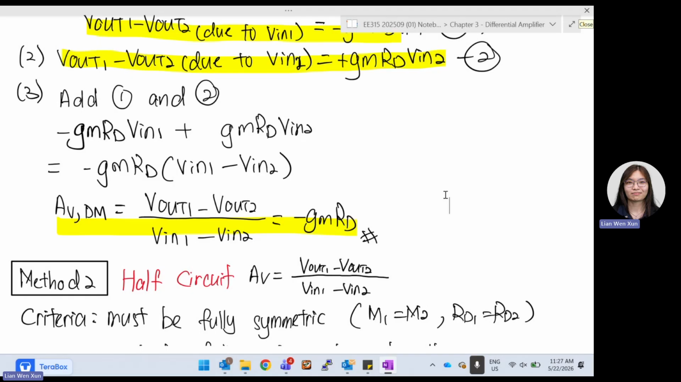So this is the tip. When you do not figure out what is the answer, probably when you write negative GMRD, like 90% of the time you'll be correct. So even if you don't know how to derive, just give me the final answer, negative GMRD, then you will have some marks at least. Okay.